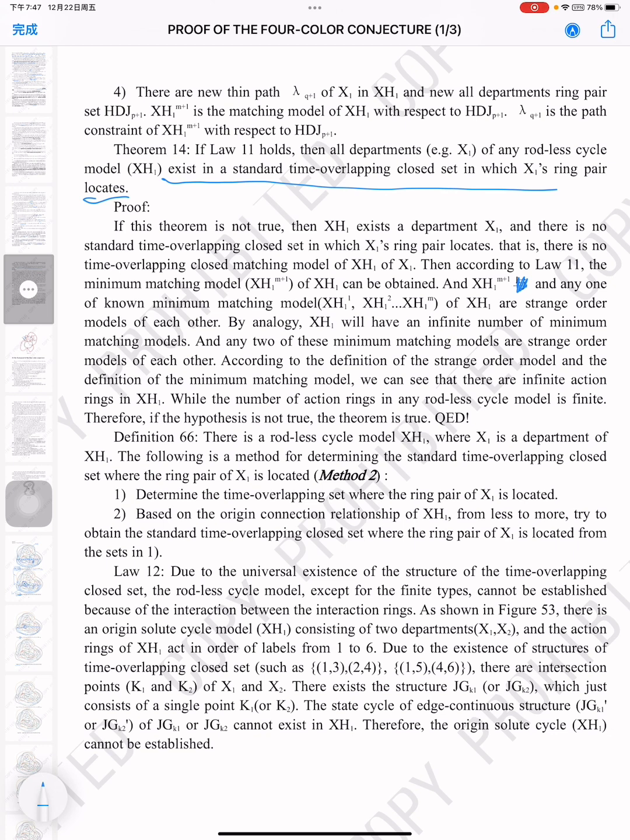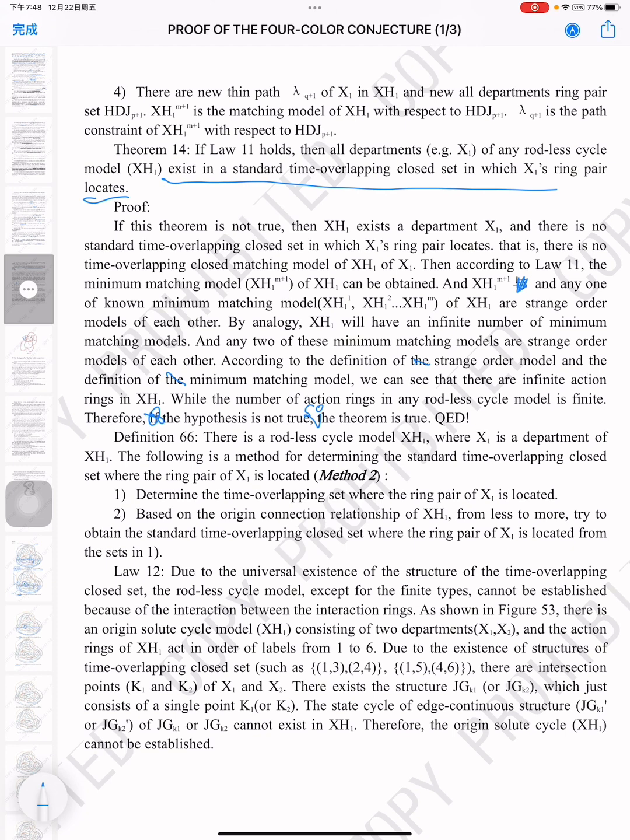According to the definition of the string order model and the definition of the minimum matching model, we can see that there are infinite acting rings in XH1. Well, the number of action rings in any roadless cycle model is finite. Therefore, the hypothesis is not true, so the theorem is true, QED.